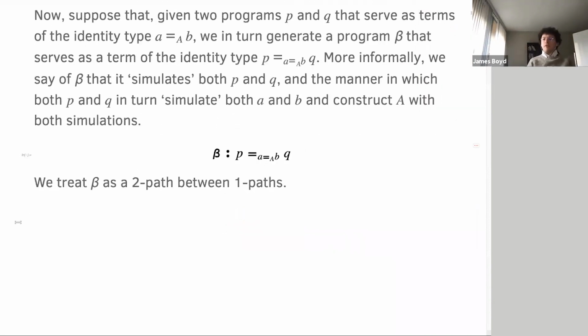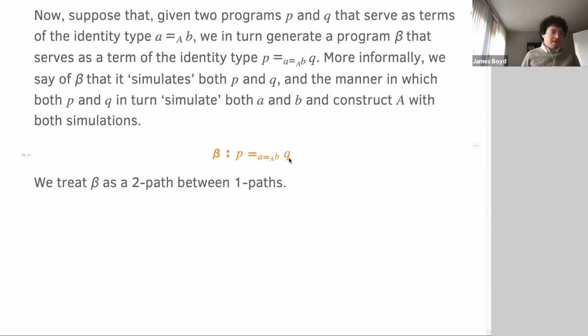Now, suppose that we are given two programs, P and Q, that serve as terms of the identity type, little a equals little b in A. We can in turn generate yet an additional program, beta, that serves as a term of the identity type P equals Q in A equals B. More informally, we say of beta that it simulates both Q and P, and the manner in which both P and Q in turn simulate both a and b and construct A with both simulations. So now we have this two-path beta, and this is a path between paths P and Q, where both P and Q are paths between points little a and little b.